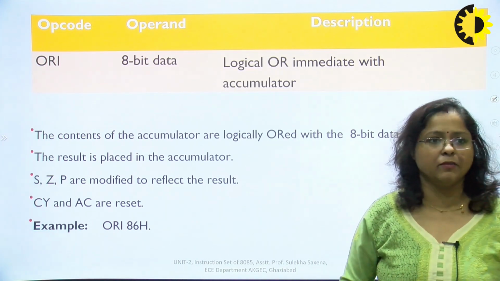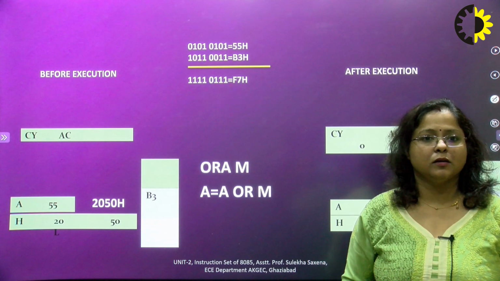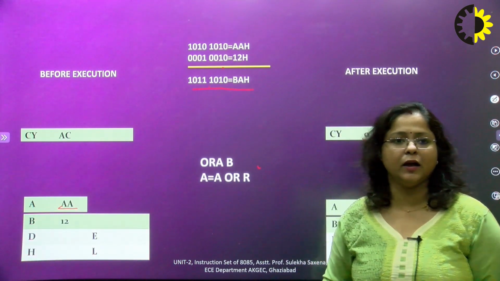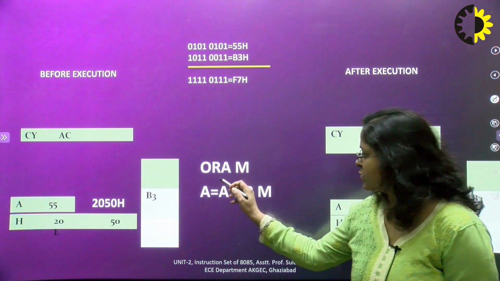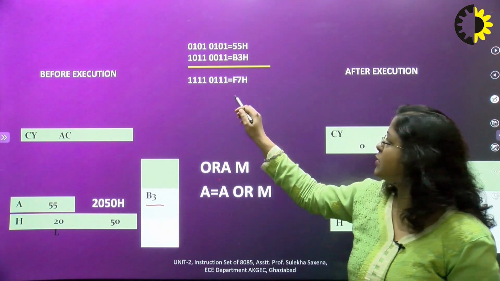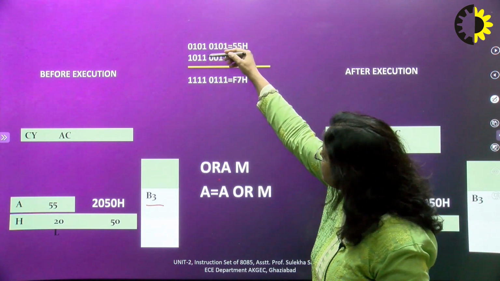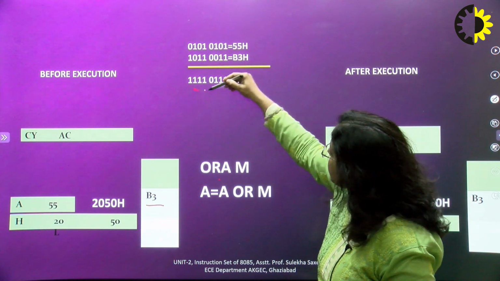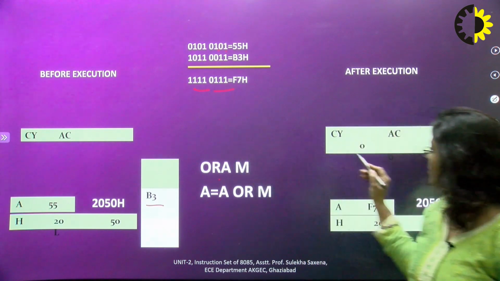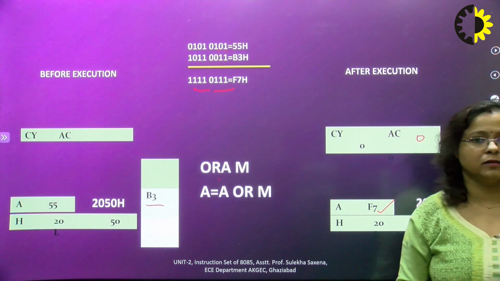Similarly, ORA M will perform the logical operation between accumulator and the content of memory location. So let accumulator contain 55 and content of memory location be 3. So it performs a similar operation, that is 1 1 1 1 and 0 1 1 1. So it becomes F7. The result in accumulator will be F7 and both these flags will be reset.